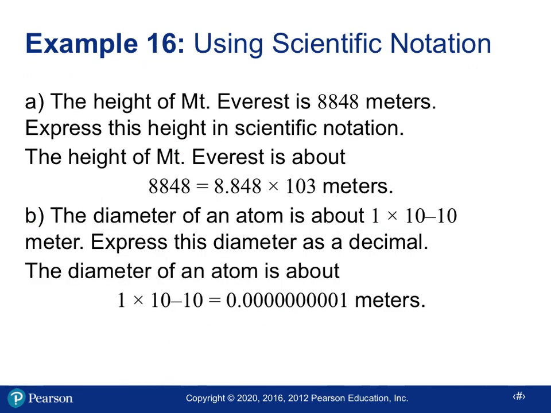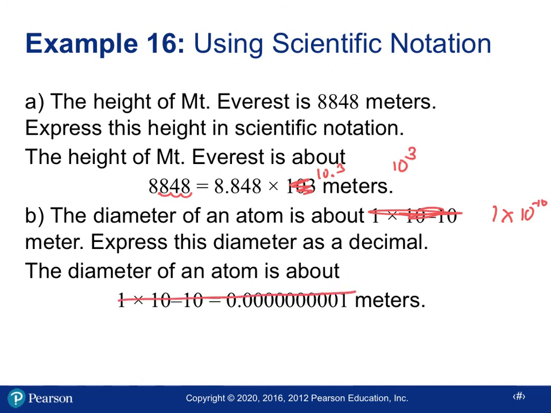Okay, so let's try this example. The height of Mount Everest is 8,848 meters. The height of Mount Everest is about, put the decimal here, so you scooped it 1, 2, 3 times, so that's why it's going to be 10 to the third power. The diameter of an atom is about 1 times 10 to the negative 10th power.